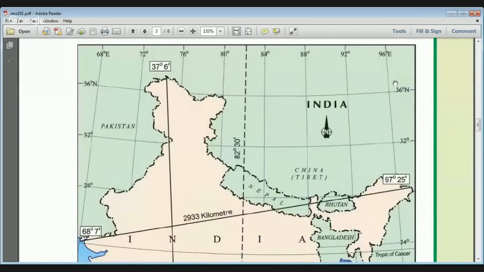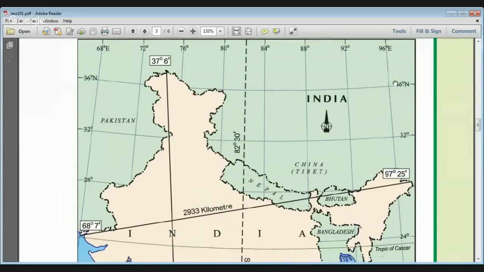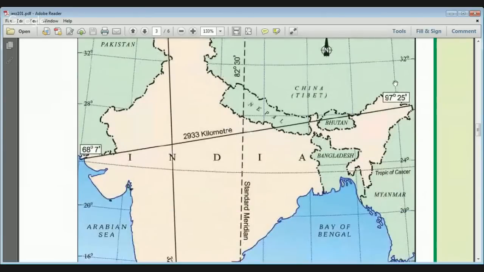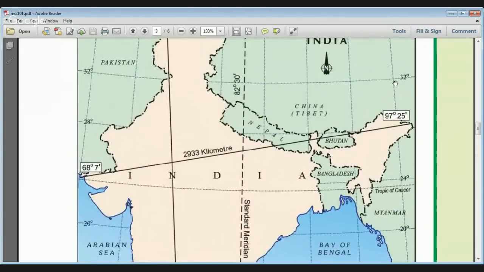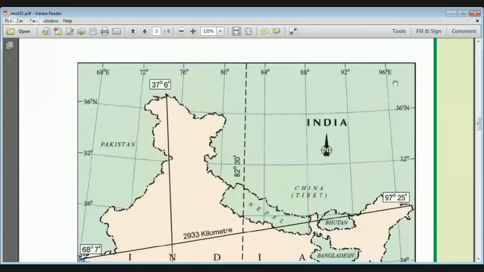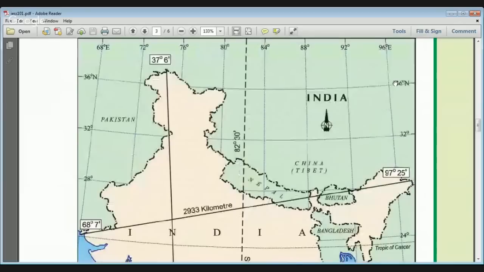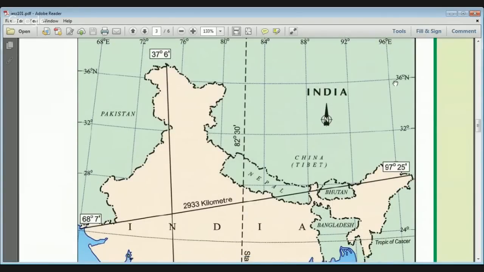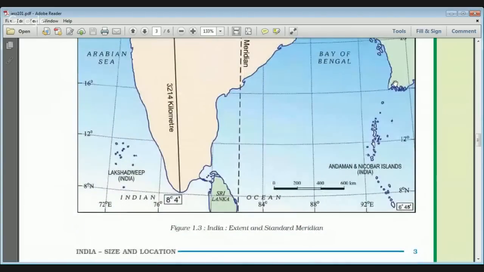This is a standard map of India, and it is showing the latitudinal and the longitudinal extent of India. See, you can see the easternmost point of India is 97 degrees 25 minutes, and the westernmost point of India is 68 degrees 7 minutes, and the northernmost point of India is 37 degrees 6 minutes, and the southernmost is 8 degrees 4 minutes.